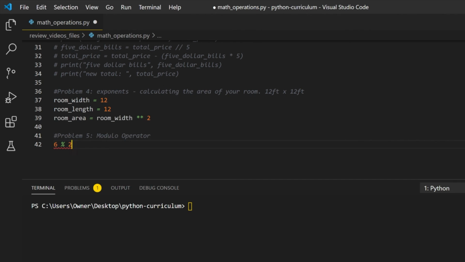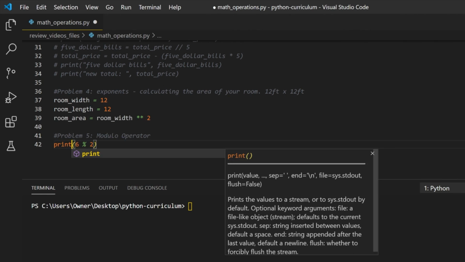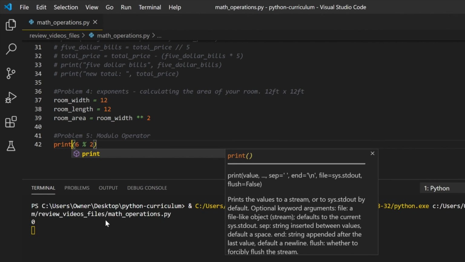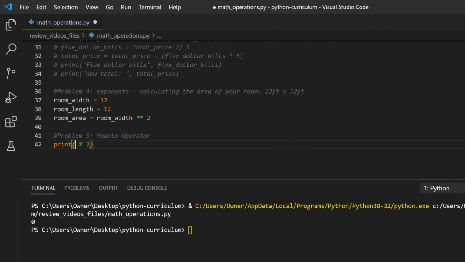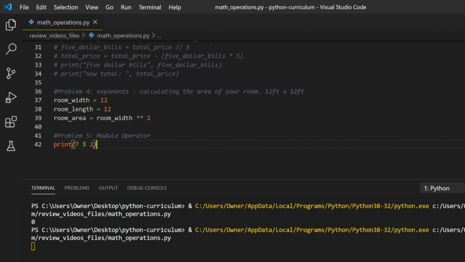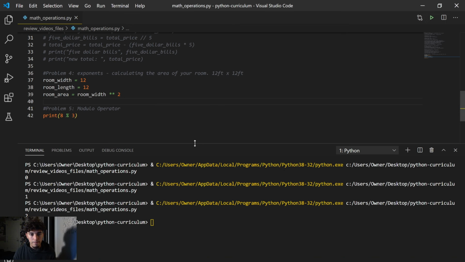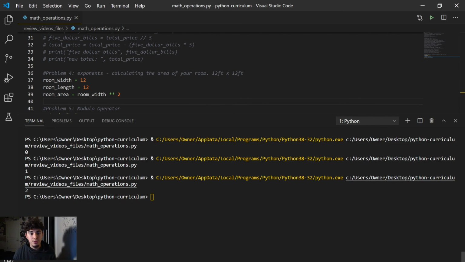And then we could run this just to make sure. Go ahead and save that. And let's run it. We should get 0 right here. Now if we had 7 modular 2, 2 goes into 7, again 3 times, but there's a remainder of 1 this time. So 7 modular 2 should give us 1. If we do, let's see, 8 modular 3, 3 goes into 8 2 times with a remainder of 2. So if we run this, we'll get exactly that. Right here we get our 2.